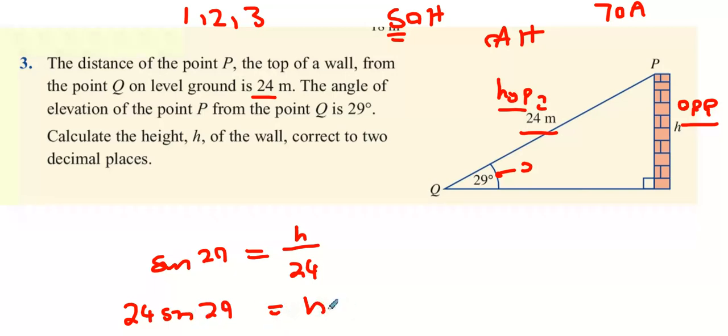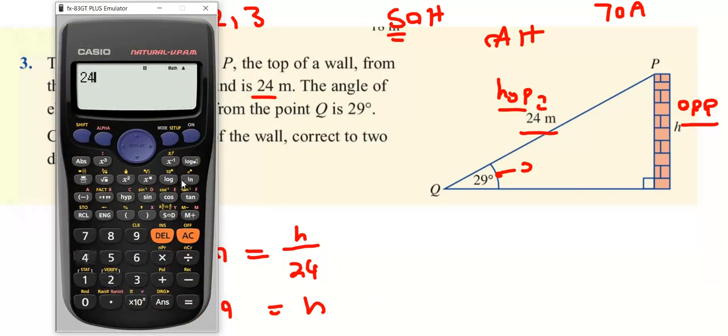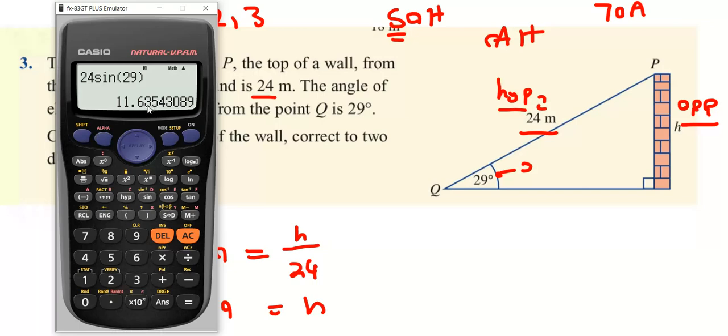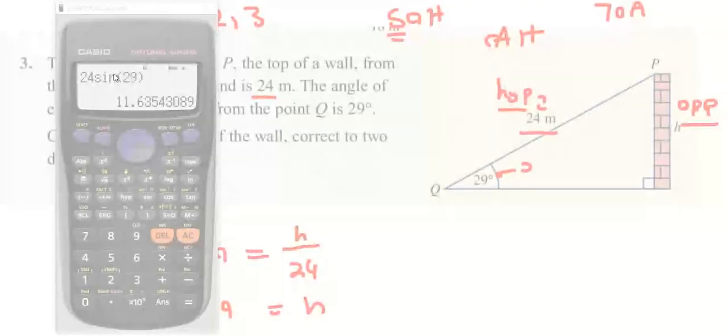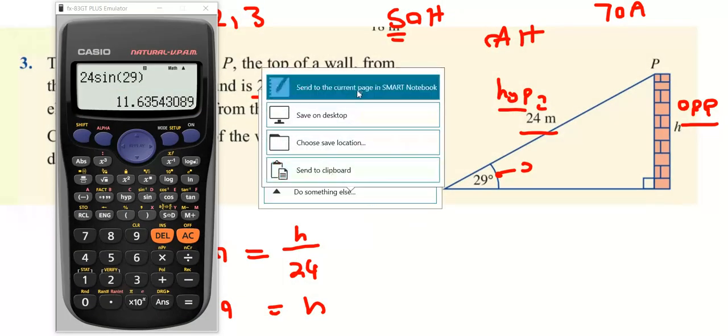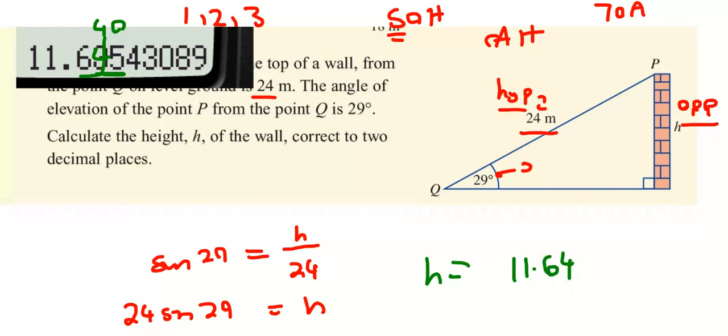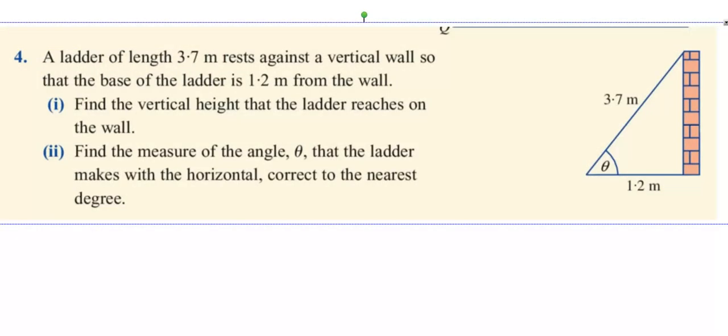And then what we have here is 24 sine 29, which is 11.635. Correct to two decimal places, I think we're looking at 11.64. I know some of you don't like the rounding off too much, so let me show you what I mean. The 35 here is closer to 40, that's why it makes it 64. So H equals 11.64. Okay, great. Now we're on to question 4.